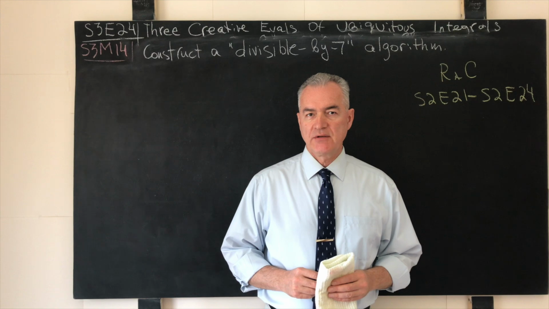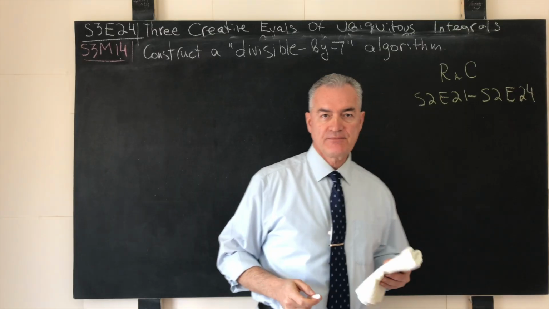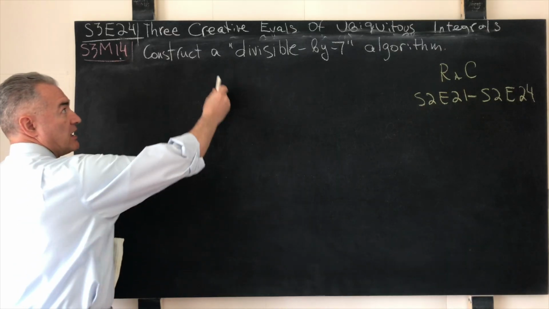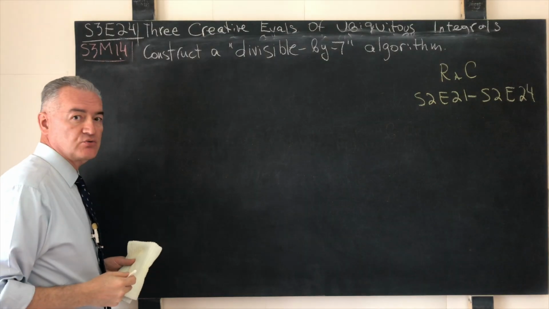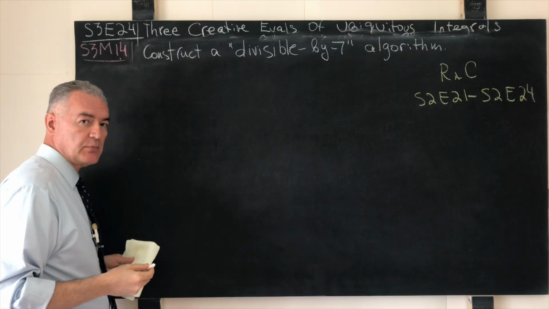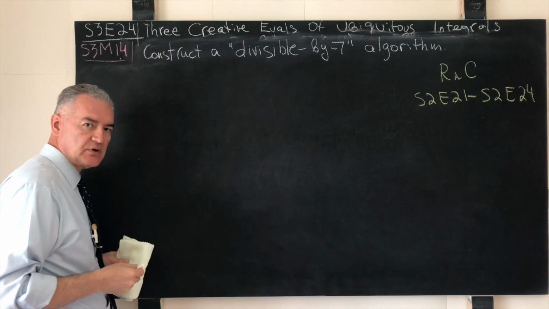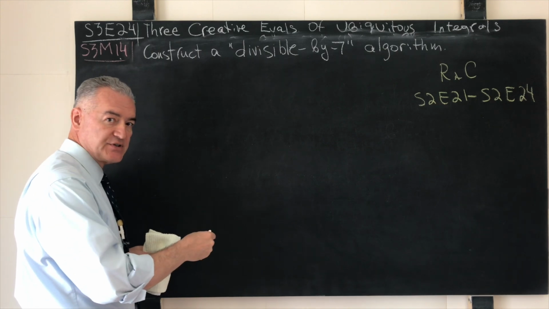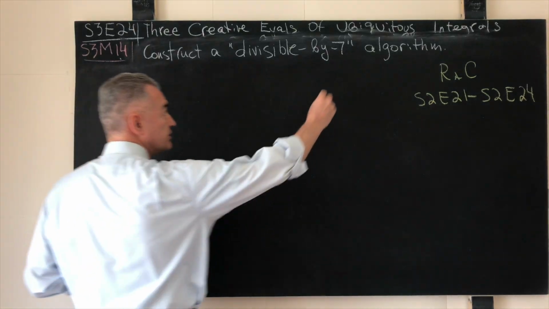Our next problem will be yet another problem in mathematics, S3E14 this time. And in this problem, we're asked to construct a divisible by 7 algorithm. In other words, we are asked to come up with a finite procedure that takes in as an input a number. Let's say we're interested in a whole, evidently positive number, and then in a finite number of steps, it produces the answer, yes, this number is divisible by 7. And alternatively, it says, no, it's not divisible by 7.